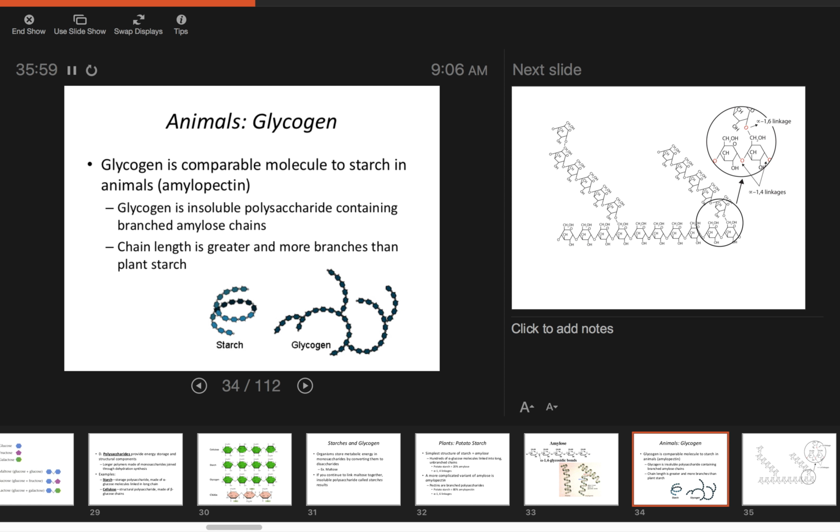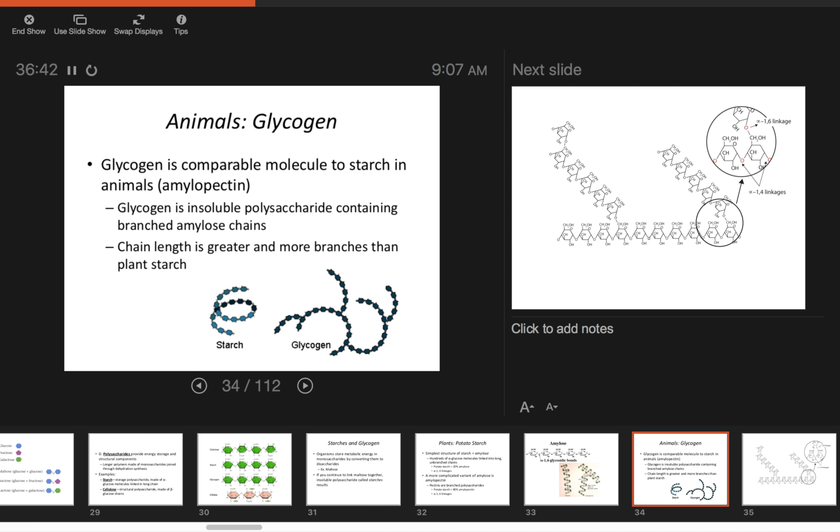Animals don't make starch. We make glycogen. Glycogen is comparable to the amylopectin in plant starch, the one that's branched. Glycogen is insoluble, so it can't dissolve in water, has some nonpolar properties, and is contained in branched amylose chains. The chain length is greater and there are more branches than in plant starch, so it's even more complicated, even more of a mess. So this is what starch looks like. Here's glycogen. Oh, I want to branch. Oh, I want to branch.